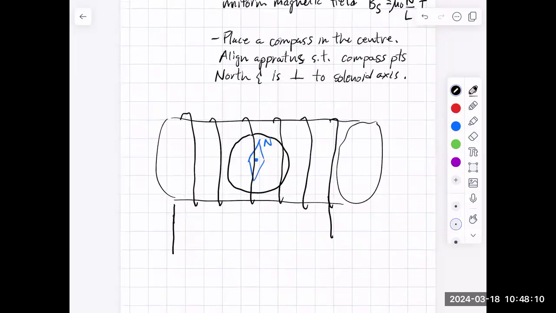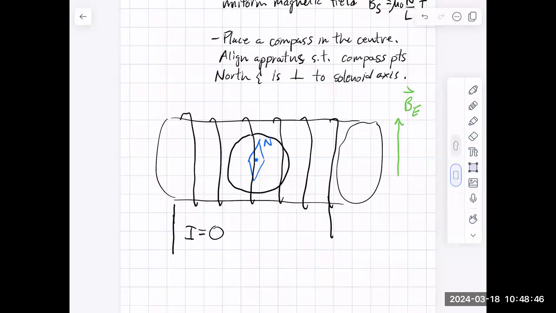Okay, so we'll have the Earth's magnetic field. So I'll draw this. Here's the Earth's magnetic field. So we've arranged it so that our solenoid is perpendicular to Earth's magnetic field. If I set the current equal to 0, then the compass just points along the Earth's magnetic field towards the north. Okay? Then what we're going to do is we're going to turn the current on.